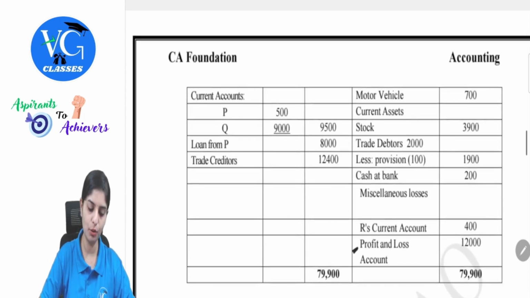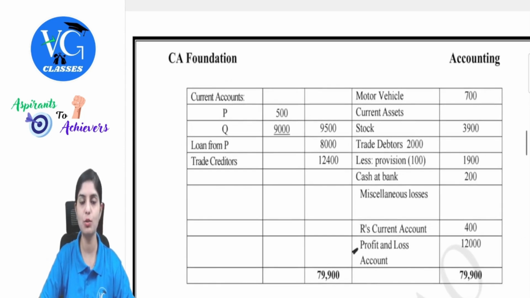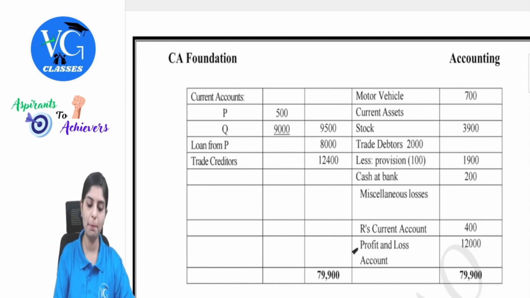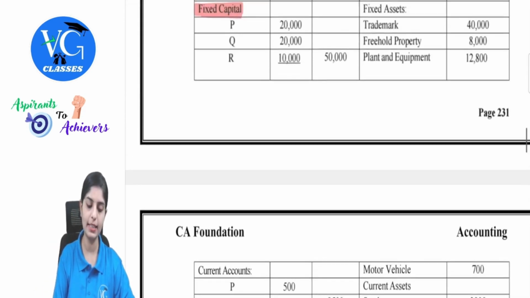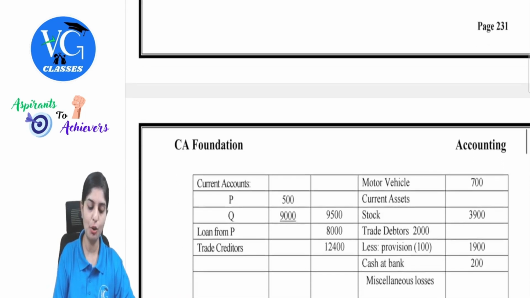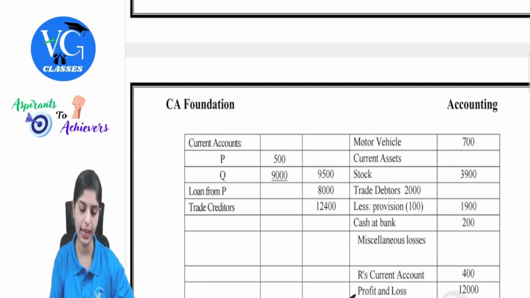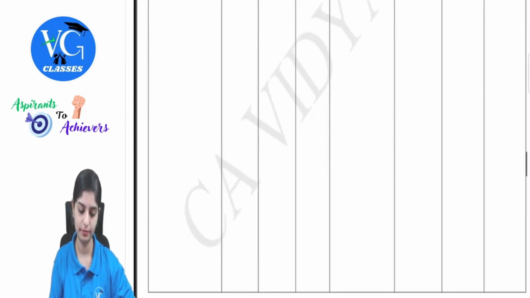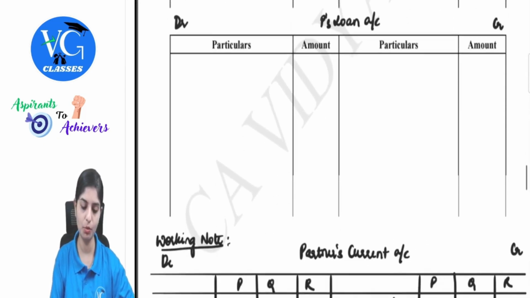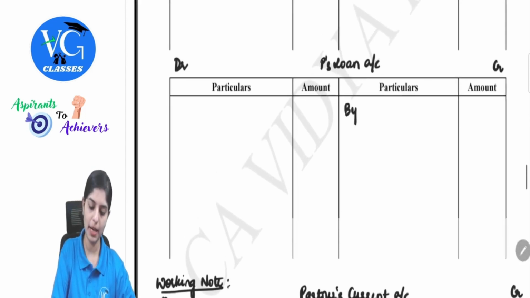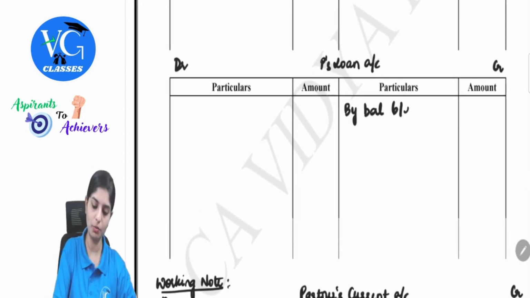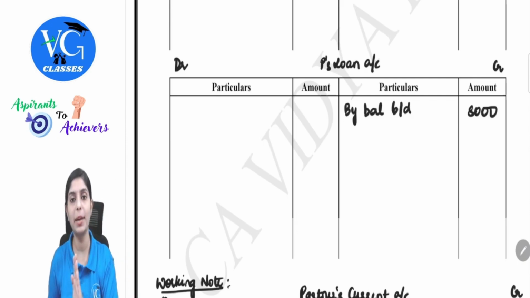Next, we have loan from P. P is a partner, so the partner's loan will be prepared as a separate ledger. Observe carefully. P's capital account has a credit balance. P's loan also has a credit balance. So this will be normally paid off, 8,000. We have opened the loan account, by balance brought down 8,000. This will be normally paid.